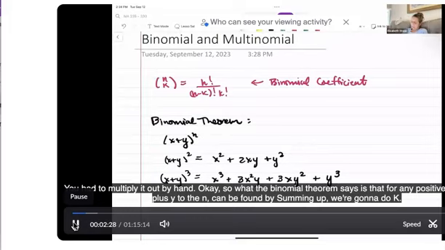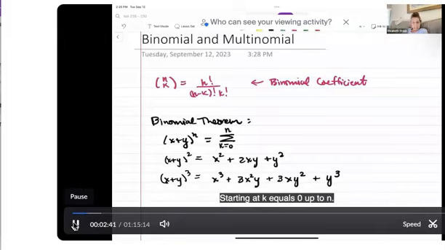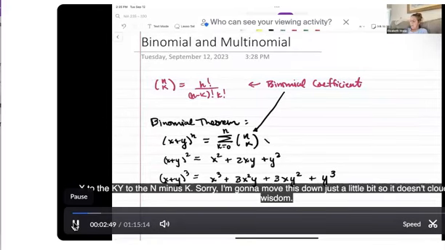So what the binomial theorem says is that for any positive integer n, x plus y to the nth can be found by summing up, with k starting at 0 up to n, n choose k, there's our binomial coefficient, times x to the k, y to the n minus k.